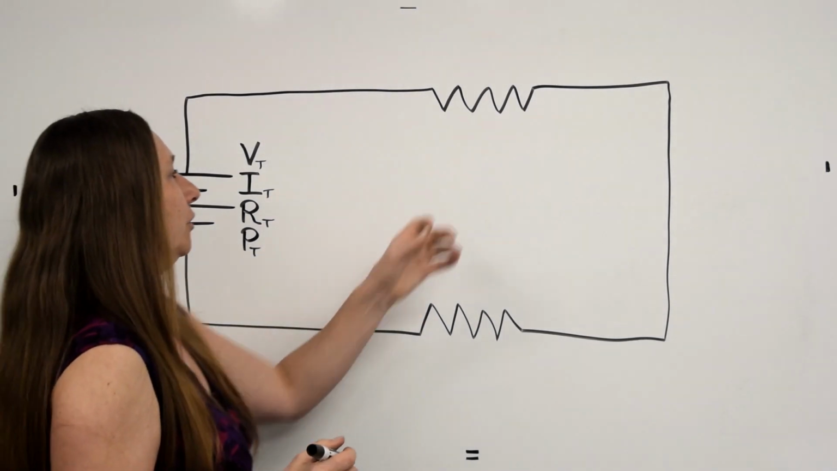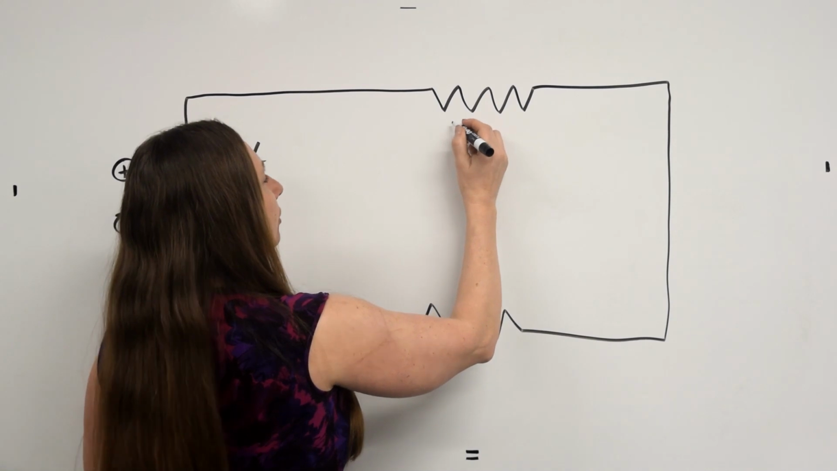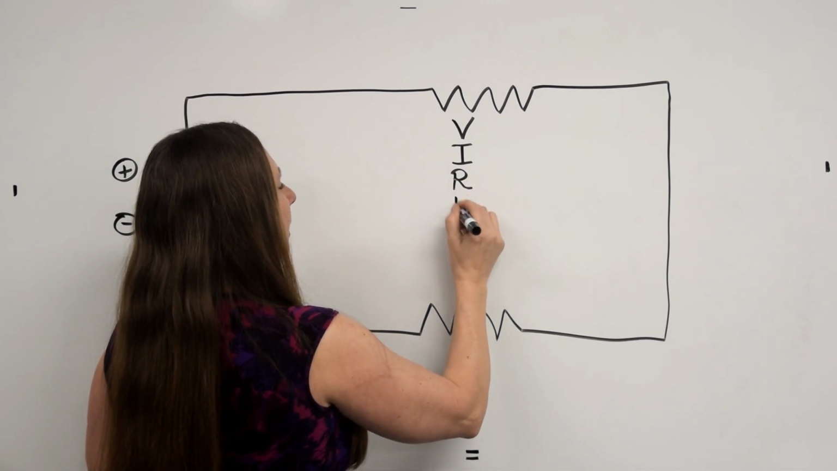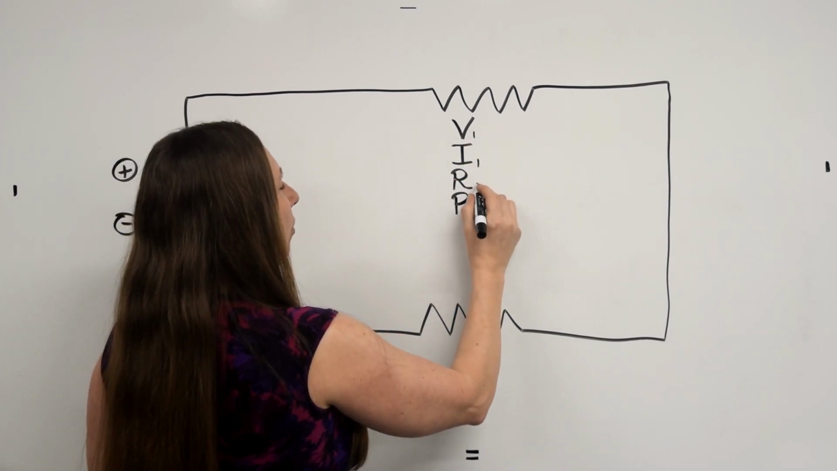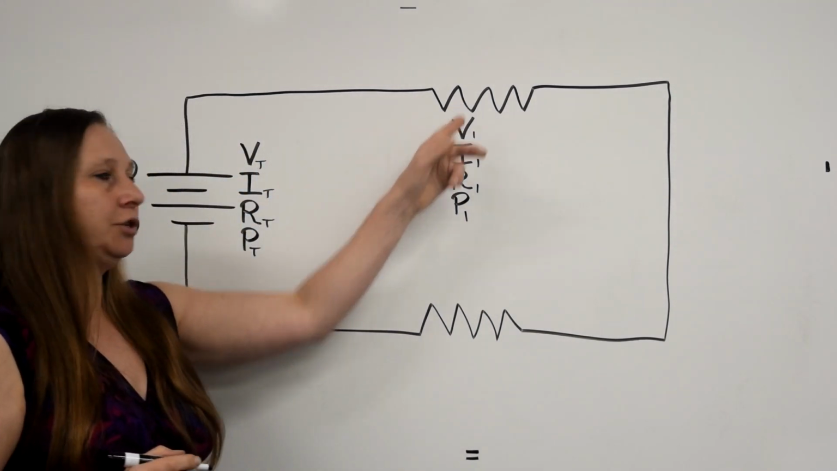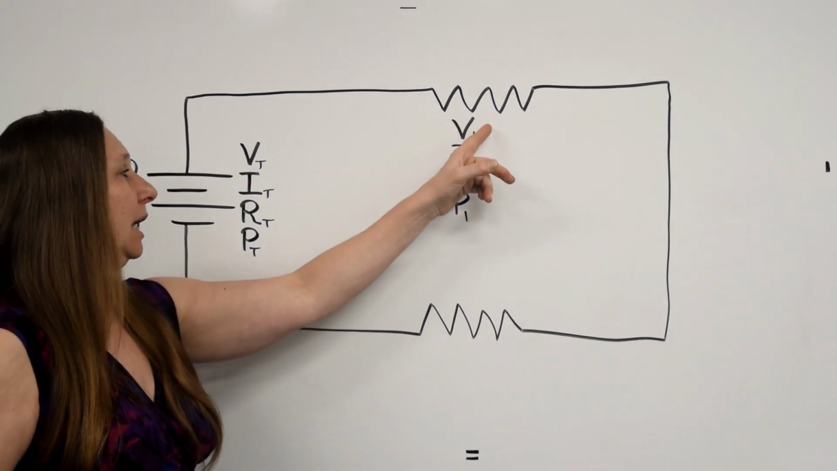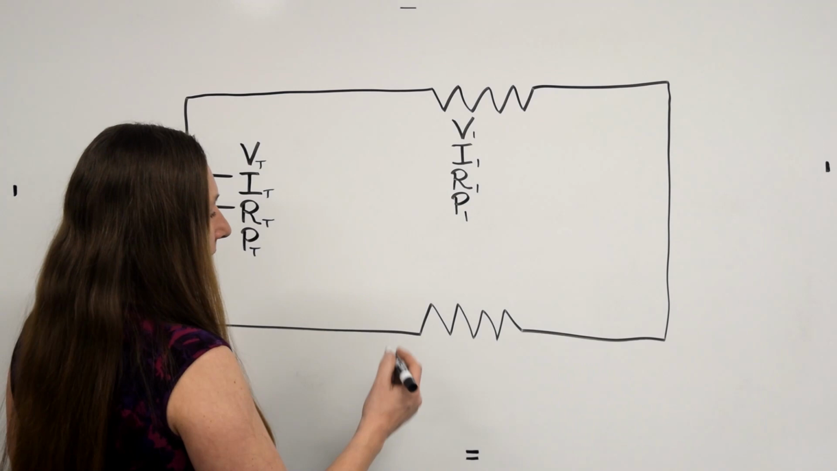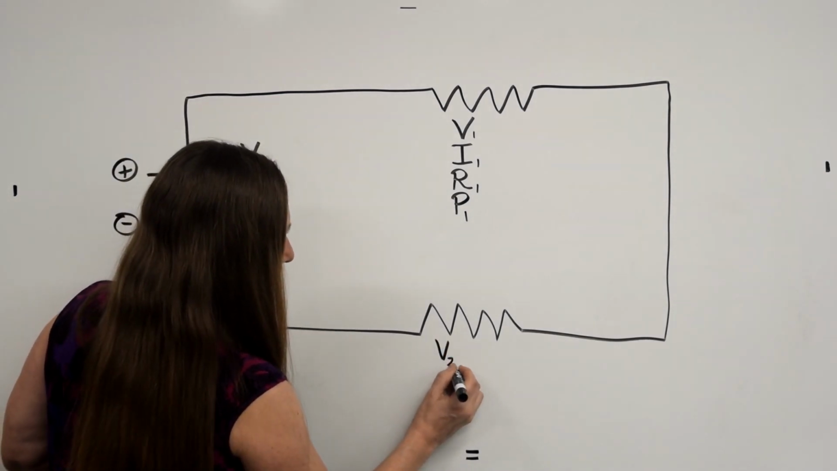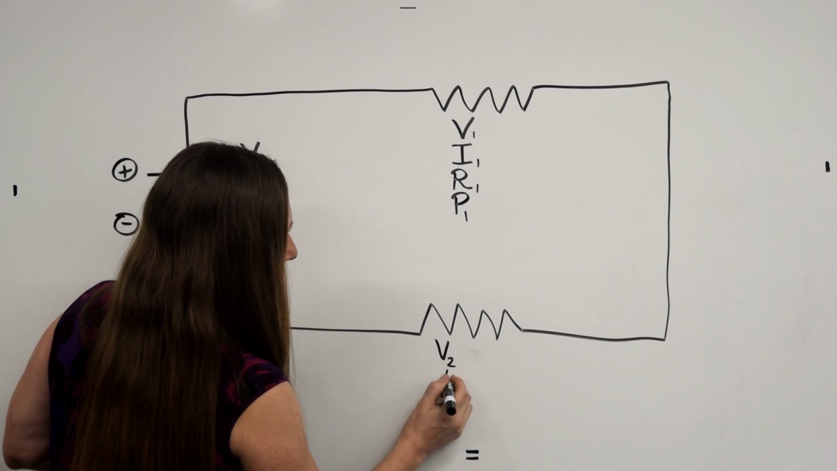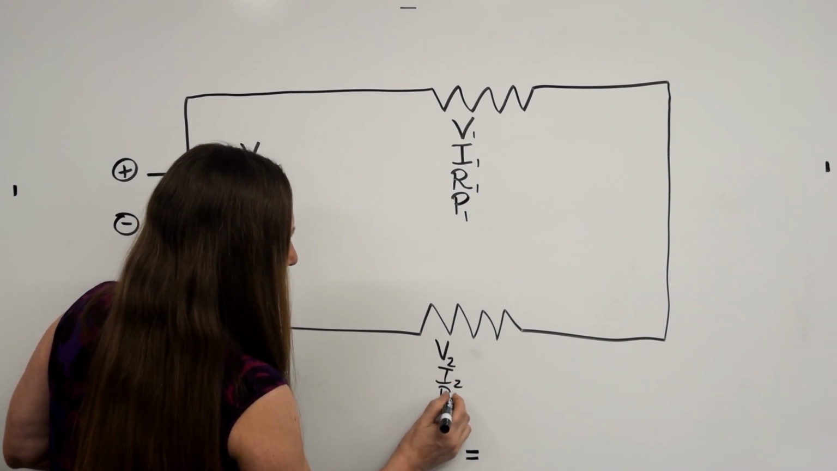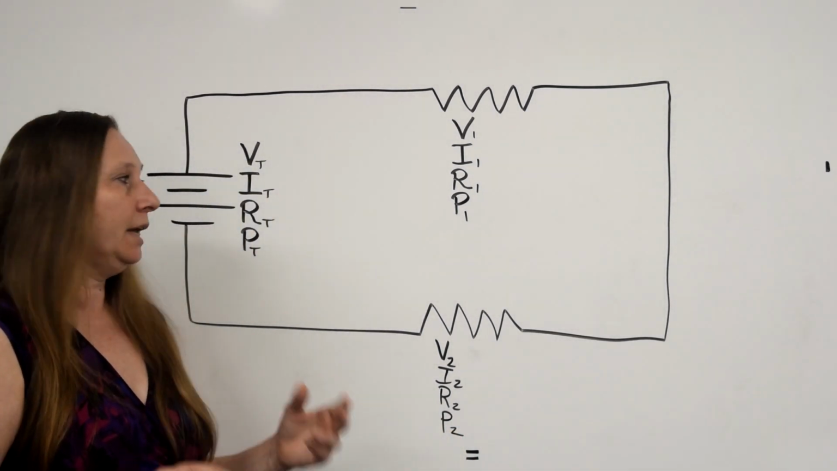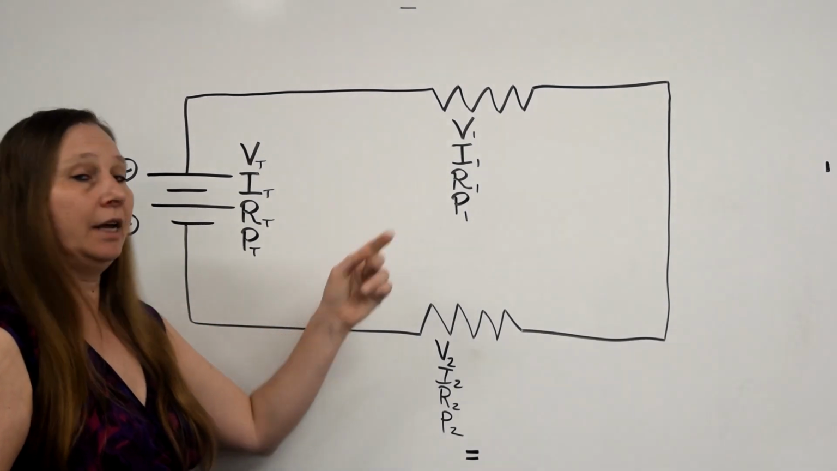Now here we are for resistor number 1. Resistor number 1 has its own voltage, its own current, its own resistance, and its own power. V1, I1, R1, P1. This is resistor number 1, so that's why we're labeling it voltage 1, current 1, resistance 1, power 1. This second resistor here has its own voltage, so that's V2, its own current, that's I2, its own resistance, and its own power. So we can either be told or calculate the voltage, the current, the resistance, and the power for each component.